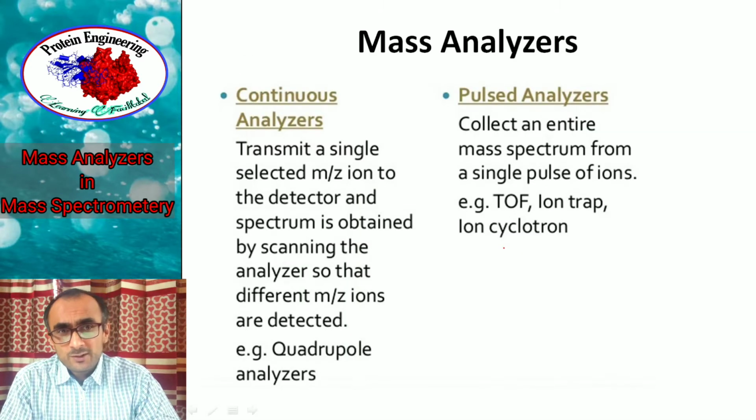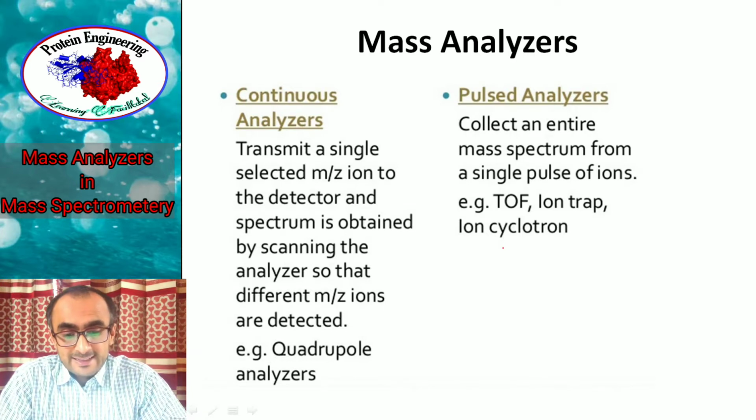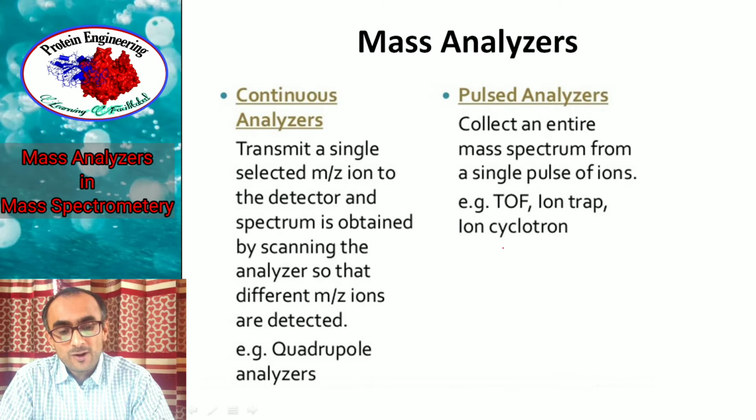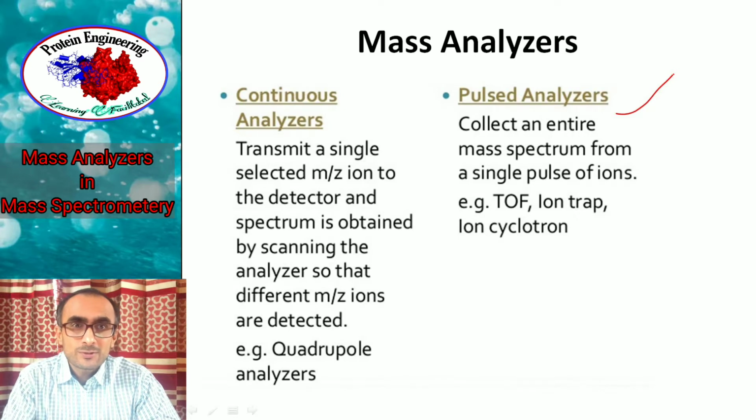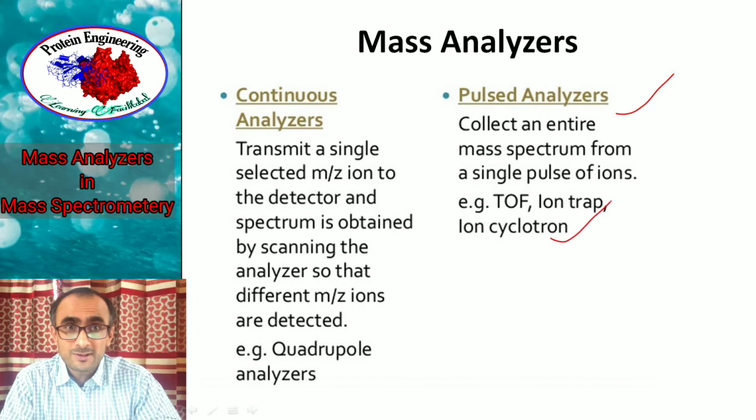There are two types of mass analyzers. You call them continuous analyzers or pulsed analyzers. Continuous analyzers are those that continuously keep sorting ions and sending them to the detector, for example in the case of quadrupole analyzers or magnetic sector analyzers. The second type of analyzers collect an entire mass spectrum from a single pulse of ions. A single pulse of ions is given to the analyzer, and that single pulse is resolved into the different components of a mass spectrum, and that happens in the case of time of flight analyzers, ion traps, or ion cyclotron types.